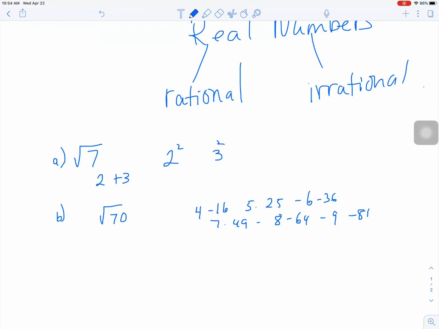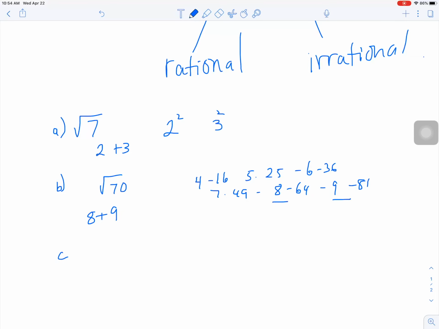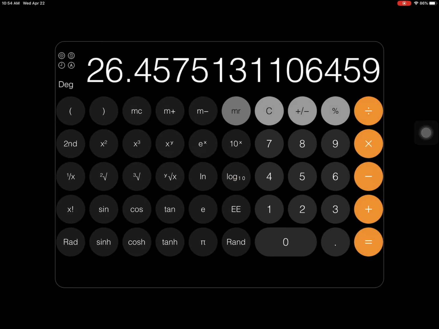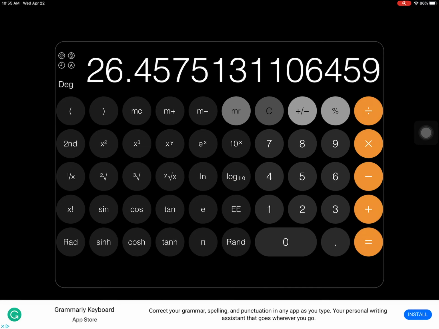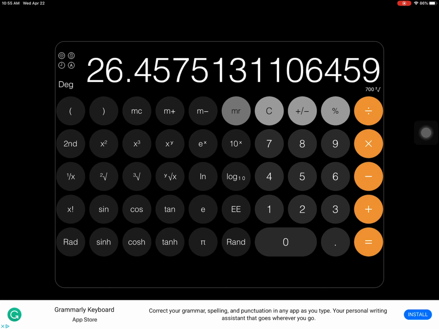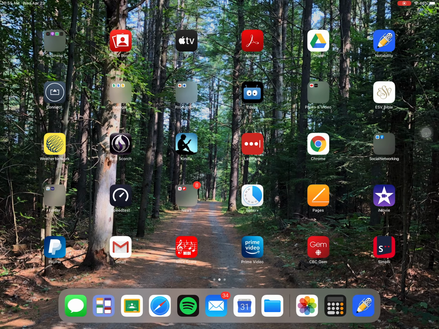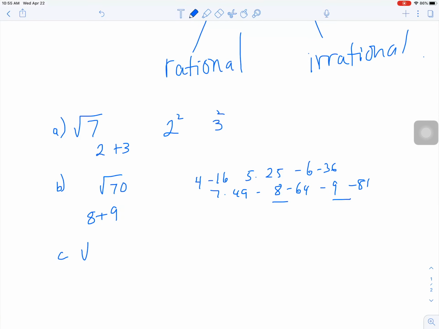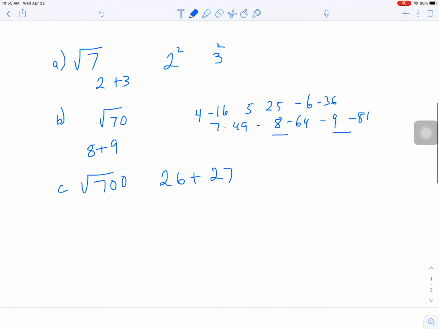C says 700. So why don't we flip back here for a second, pull up our calculator, and type in 700 and put our square root in, and you can see that we get a number that says 26.45. So we know that the whole numbers it's in between will be, so the square root of 700 is going to be 26 and 27. All right, D.